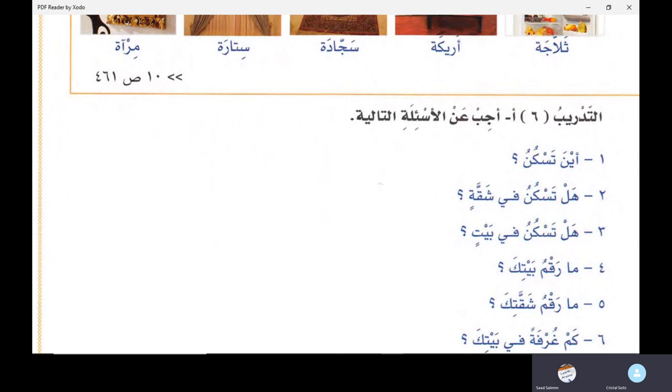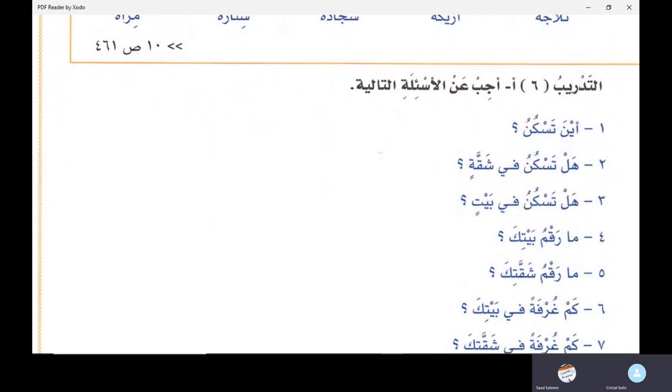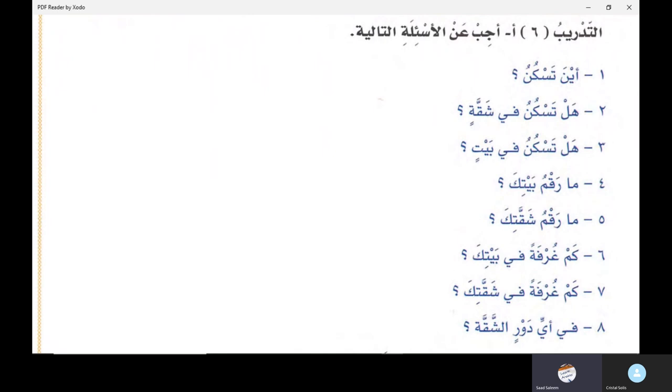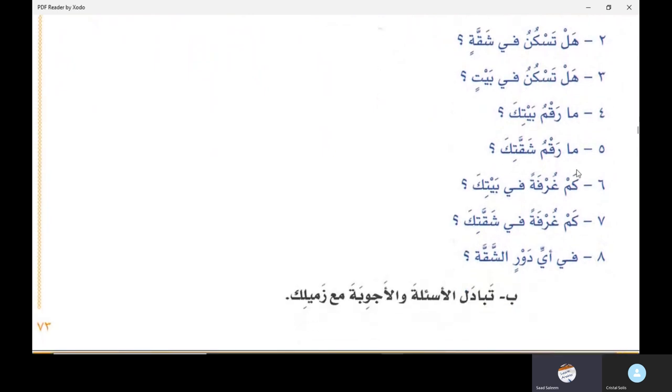Ma raqmu baytik? So would I say raqm? Just say number. Let's say your house number is 635. You will say sitta, thalatha, khamsa. Sitta thalatha khamsa. Okay. Kam ghurfatan fi baytiki or fi shakatiki? You live in an apartment. Kam ghurfatan fi shakatiki? How many?